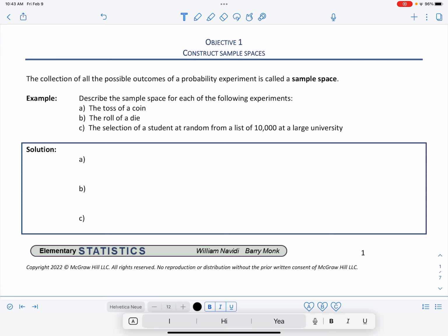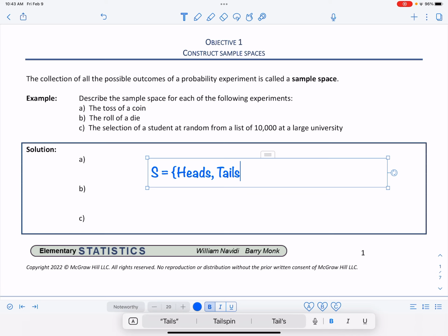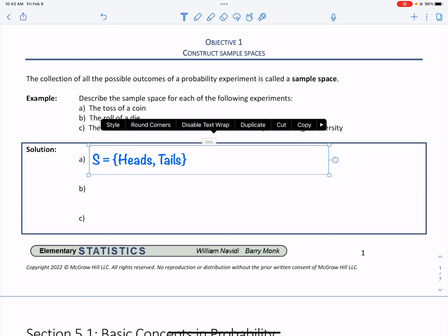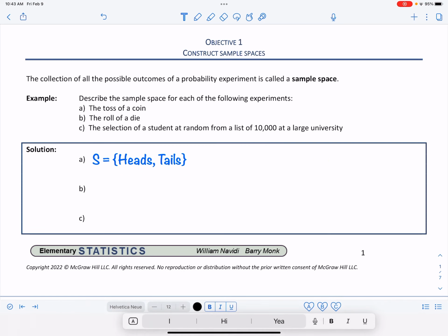So if I want to define the sample space when I toss a coin, there are 2 outcomes, and all I'm going to do is write a set. I'm going to call it S for sample space, enclose the outcomes in brackets, and I'm just listing them out. The only thing that can happen when I toss a coin is I get heads or tails, so that makes up my sample space.